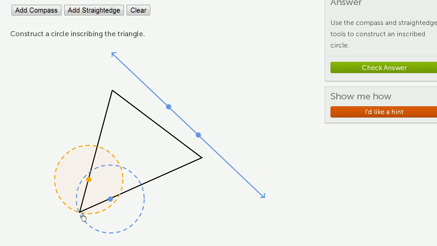And what this does is I can now look at the intersection of this point, the vertex, and this point, and that's going to be an angle bisector. So I'm going to go through there, and I'm going to go through there.